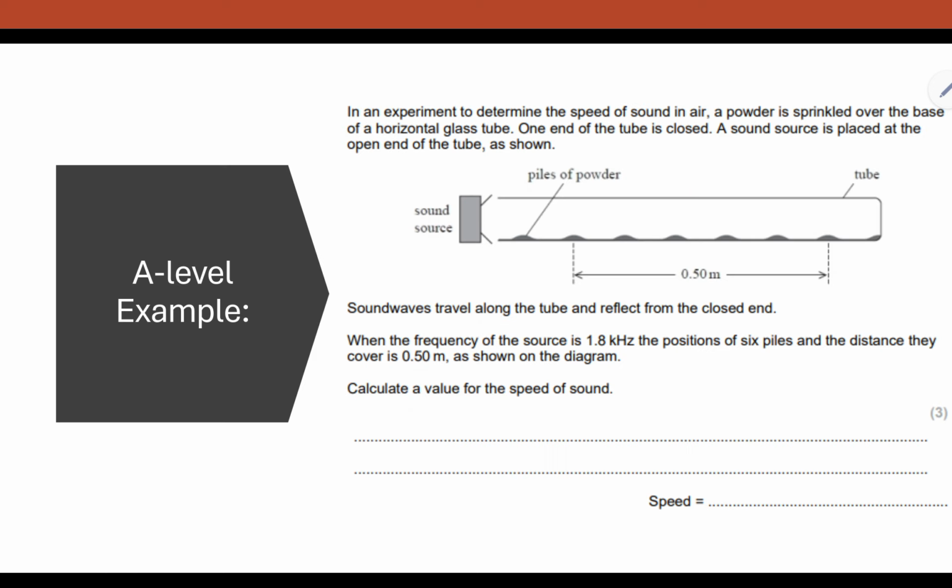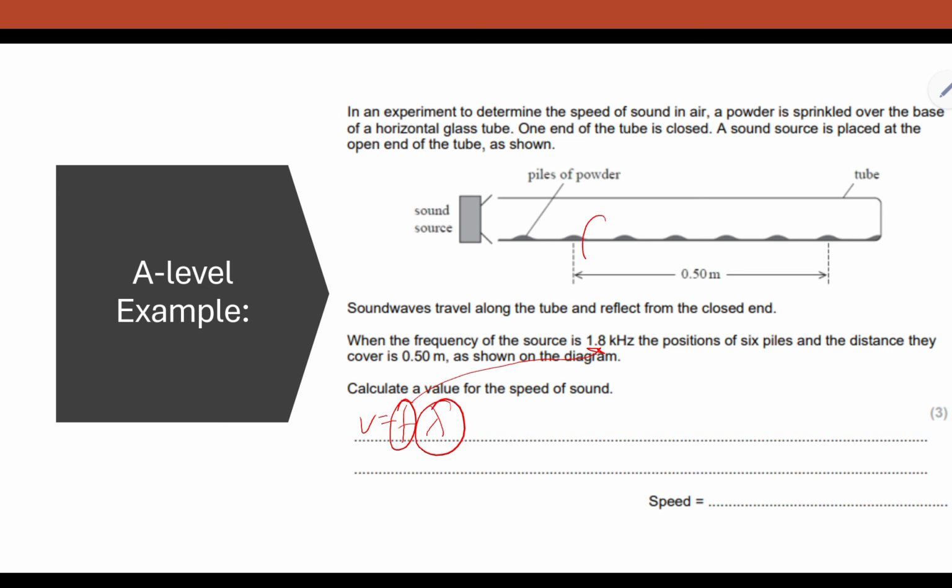So now we go into the A-level example exam style question, where it states, calculate a value for the speed of sound using the information shown, where it states, when the frequency of a source is 1.8 kilohertz, the positions of 6 piles and the distance they cover is 0.5 meters as shown in the diagram. So we can see that we will have to use V equals F lambda, which is the wave speed equation. So we're given F, which is 1.8 kilohertz, but we need to find lambda using the diagram above.